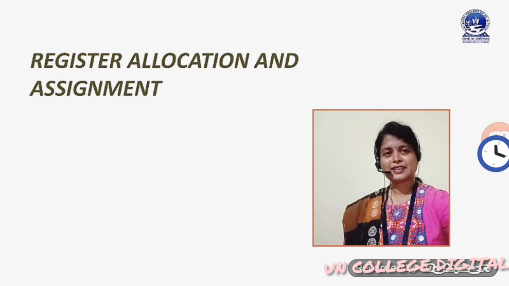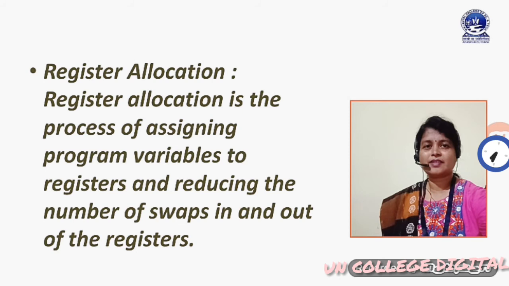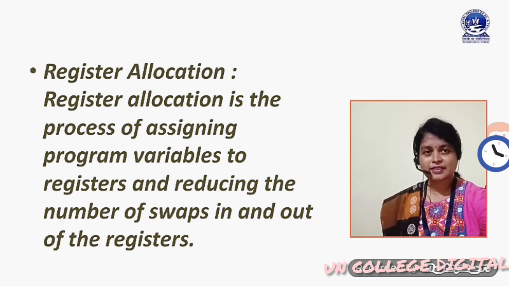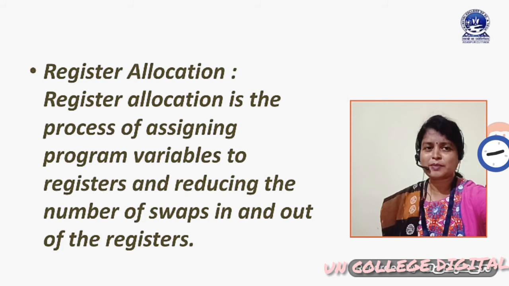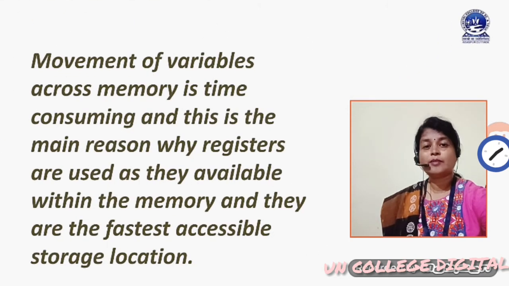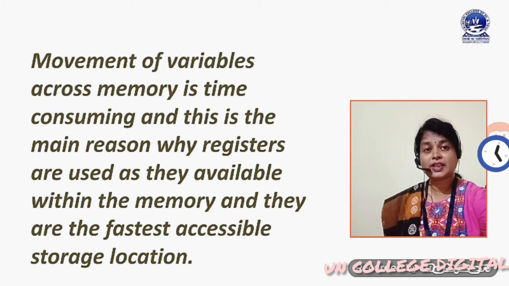Now I am going to discuss register allocation and assignment, which plays a major role during target code generation. First of all, we will discuss register allocation. Register allocation is the process of assigning program variables to registers and reducing the number of swaps in and out of the registers. Movement of variables across memory is time consuming, and this is the main reason why registers are used, as they are the fastest accessible storage locations.